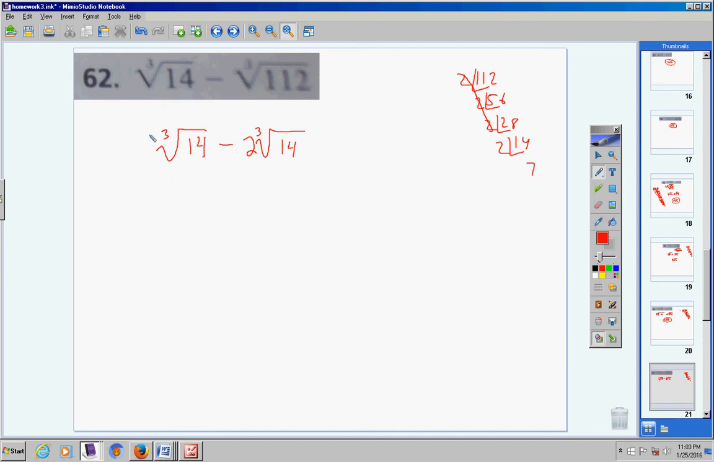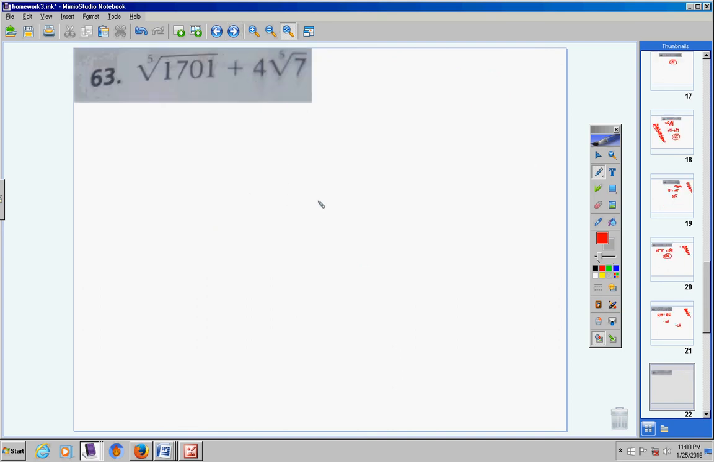There's a 1 here, so 1 times negative 2 is negative 1 cubed root of 14. Now if you don't want to put the 1, you can just put negative cubed root of 14. Either one of those 2 answers would be acceptable. Alright. Okay, number 73. We're going to combine these 2 radicals.